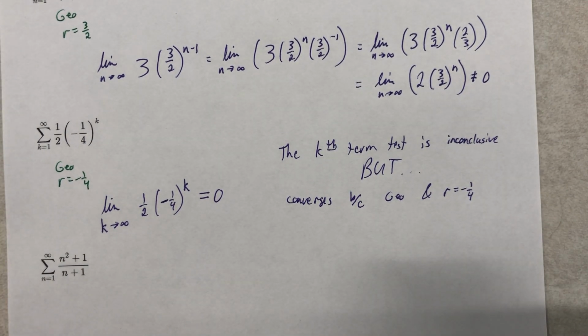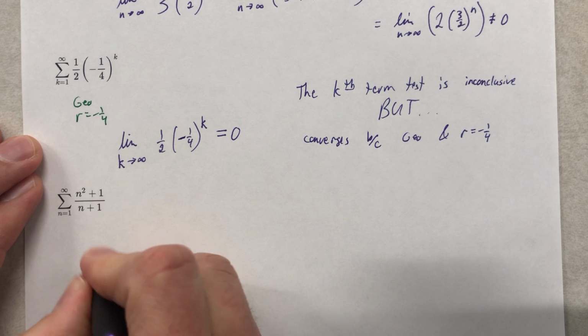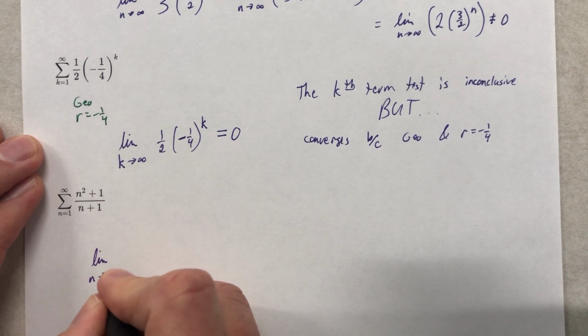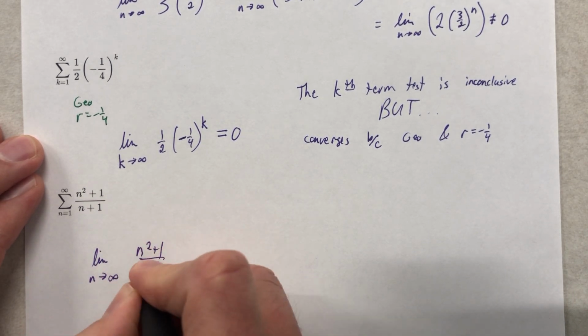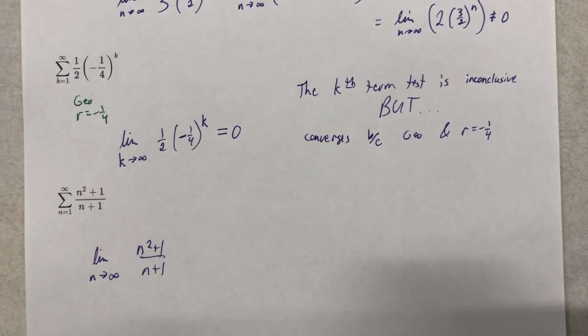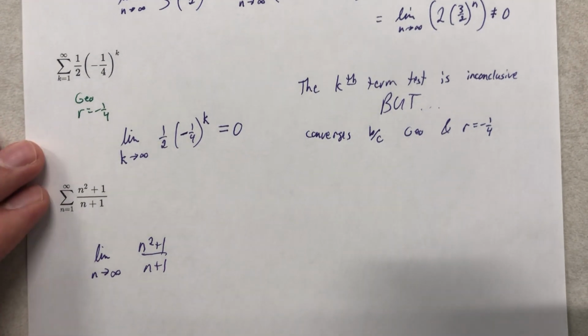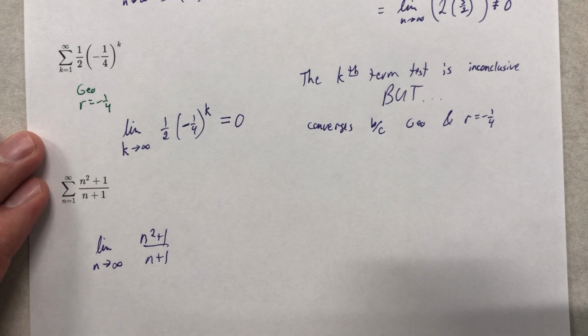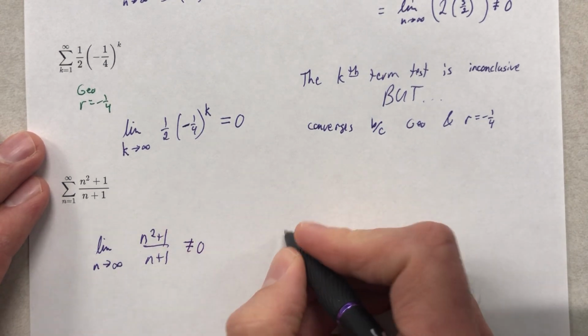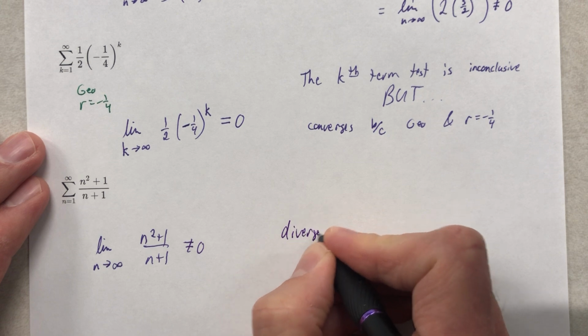All right, the next one's going to be pretty easy. Let's figure this out really quickly. The limit as n approaches infinity of (n^2 + 1)/(n + 1). All right, you can use L'Hopital on this one if you want to, right? But which is more powerful, quadratic or linear? Quadratic, and that's your numerator. So this one does not equal 0, so this one is going to diverge. The series diverges.